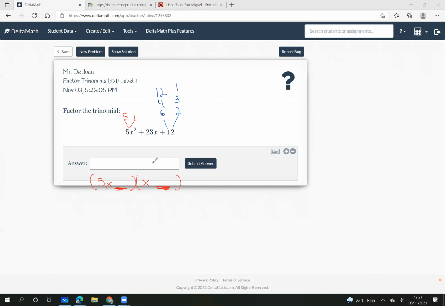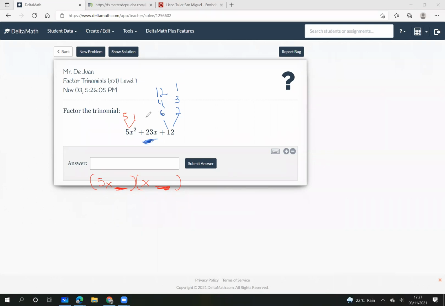But let's exchange those numbers. Let's put a 6 here and a 2 here. Let's try this out. 2 times x is 2x. 5 times 6 is 30x. So 30 plus 2 is 32x. Still not the number that I need. I need 23. So that won't work either. We know that it can't be 2 and 6. So let's try out one more result.